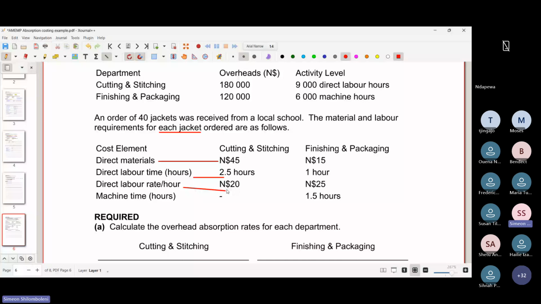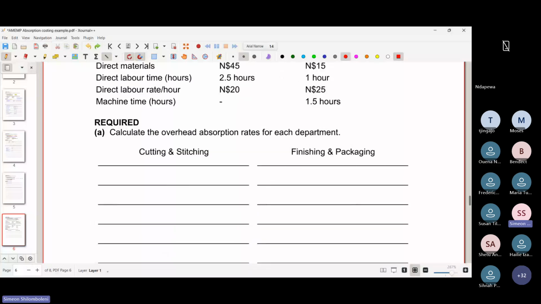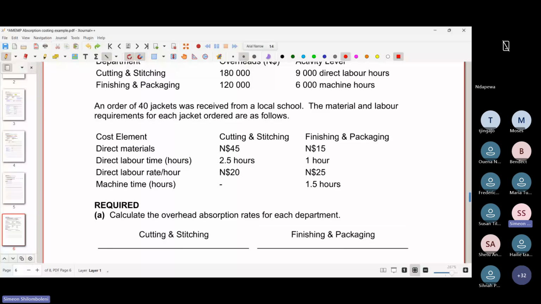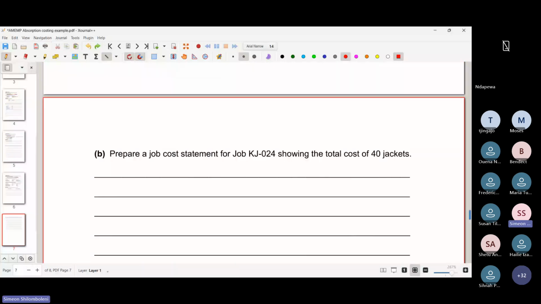Now, the first question is saying, calculate the overhead absorption rates for each department. This one should not be difficult because you just use the information that is there. Then you get the overhead absorption rate. The second question: prepare a job cost statement showing the total cost of 40 jackets.